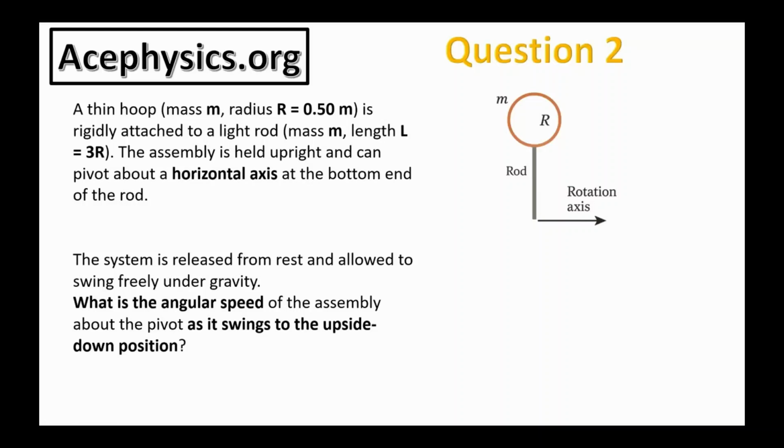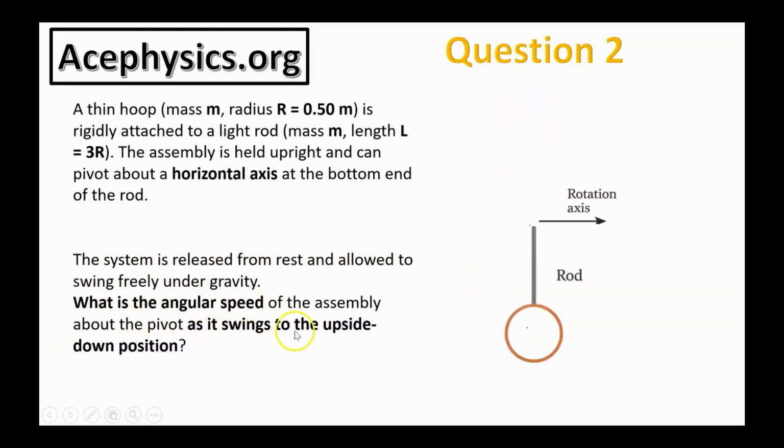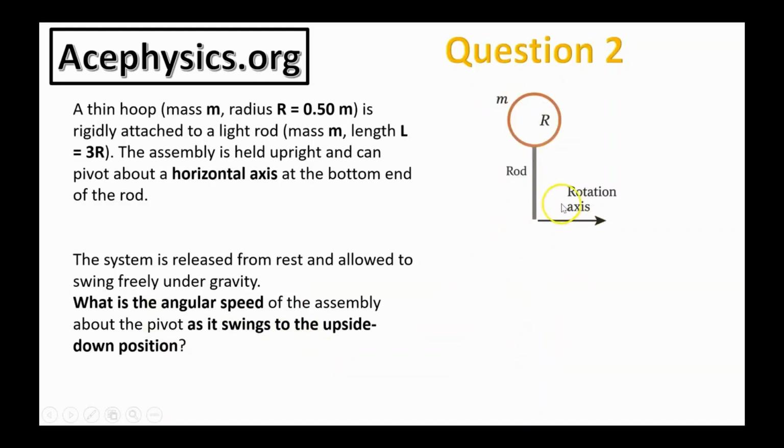Question number 2. A thin hoop is rigidly attached to a light rod. The assembly is held upright and can pivot about a horizontal axis at the bottom. The system is released from rest and allowed to swing freely under gravity. What is the angular speed of the assembly about the pivot as it swings to the upside down position? So this question is saying there's an object like a tennis racket. It's rigidly attached to a rotation axis. When you let go of it, it's going to fall to the upside down position. What's its angular velocity at this location?